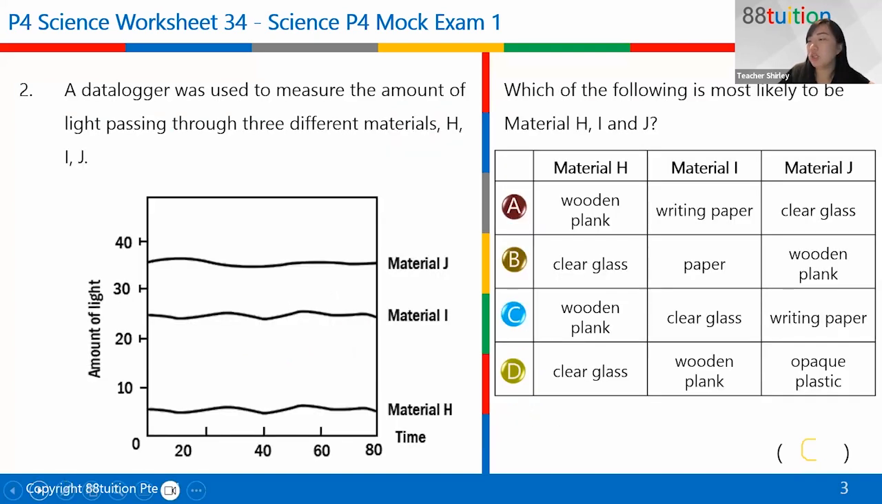Question 2. A data logger was used to measure the amount of light passing through 3 different materials, H, I, and J. Which of the following is most likely to be material H, I, and J? Okay, I see a lot of people saying it's A. Anyone else has a different answer?